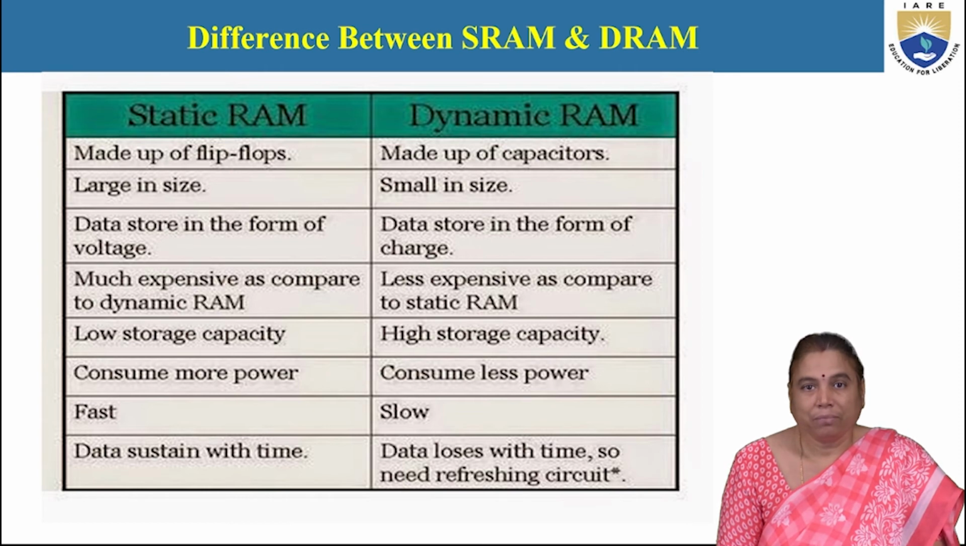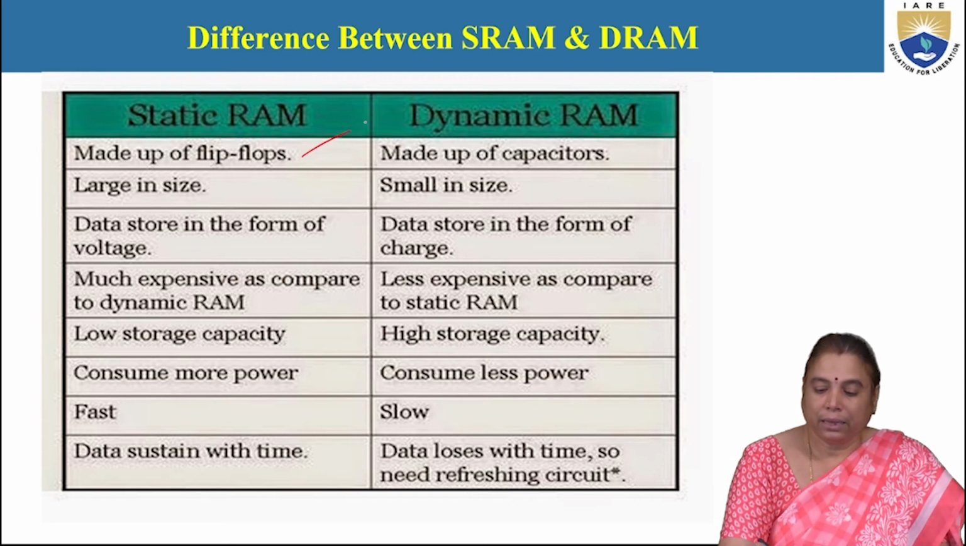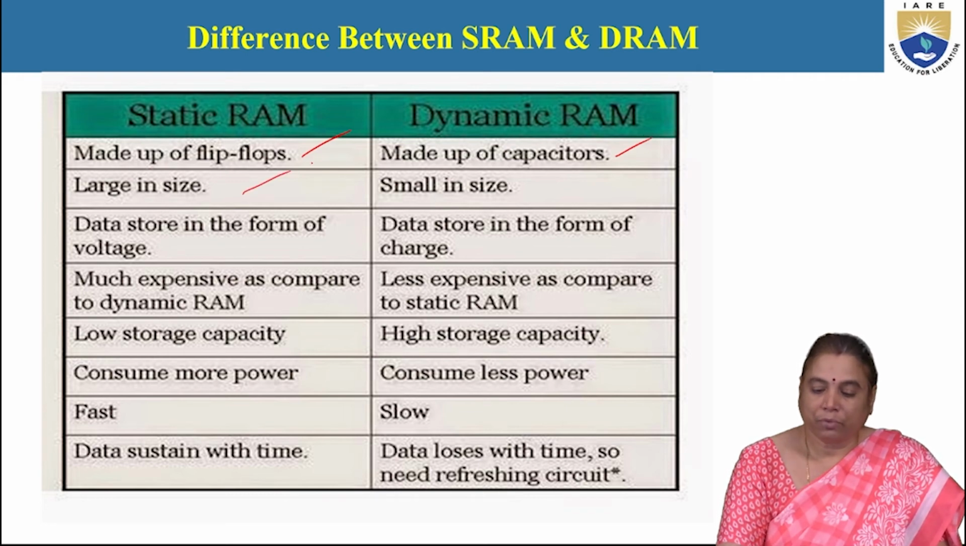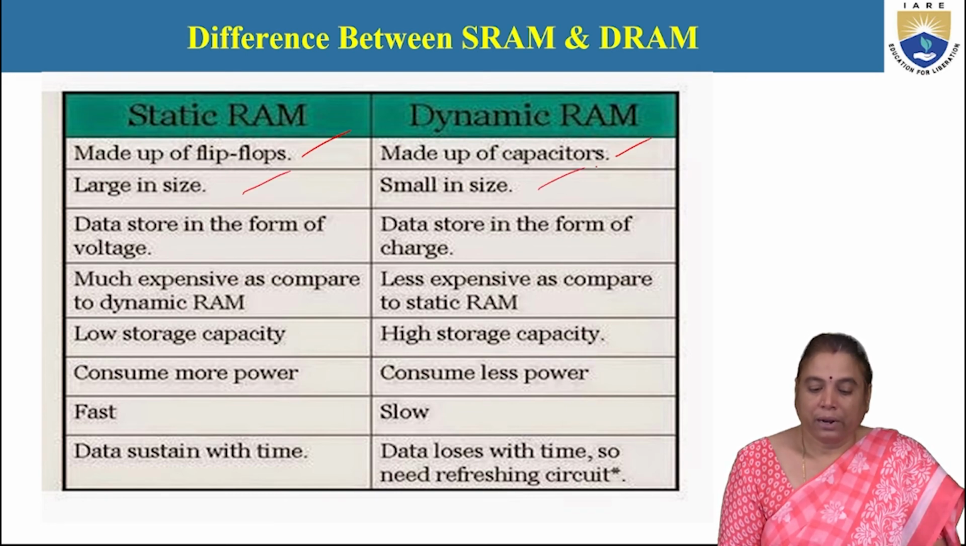What are the differences between SRAM and DRAM? The SRAM is made up of flip-flops, but the DRAM is made up of capacitors. The SRAM is large in size, the DRAM is small in size. In SRAM, data is stored in the form of voltage, but in DRAM, data is stored in the form of charge. The SRAM is more expensive than the DRAM; the DRAM is less expensive. Static RAM has low storage capacity; DRAM has high storage capacity.